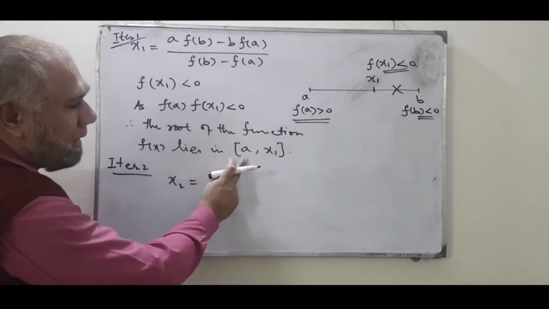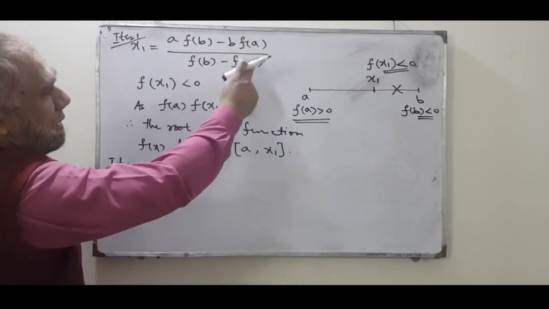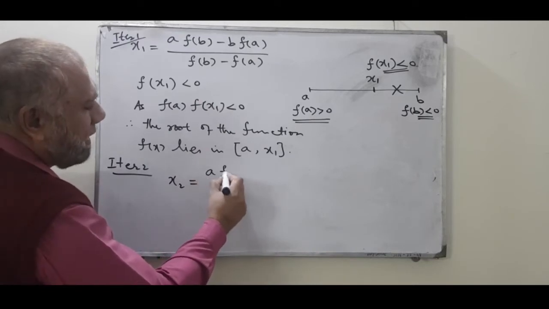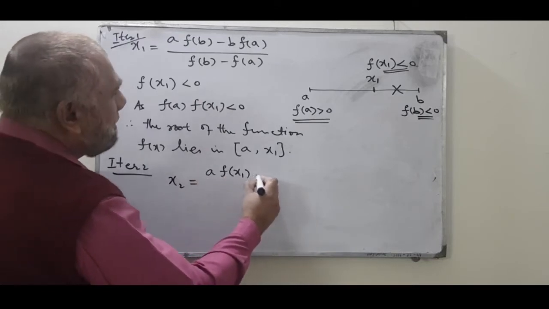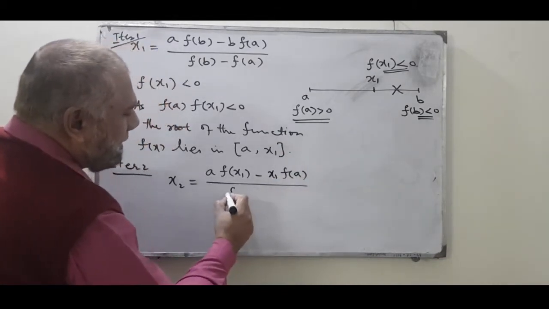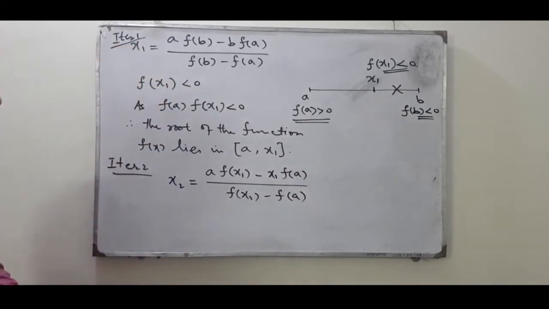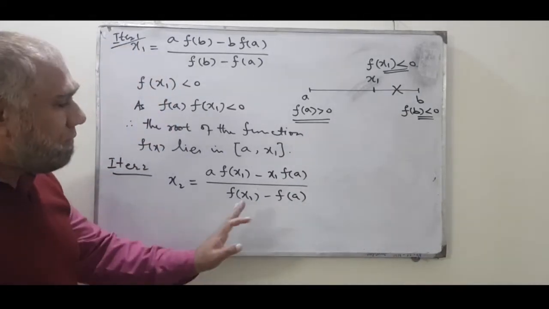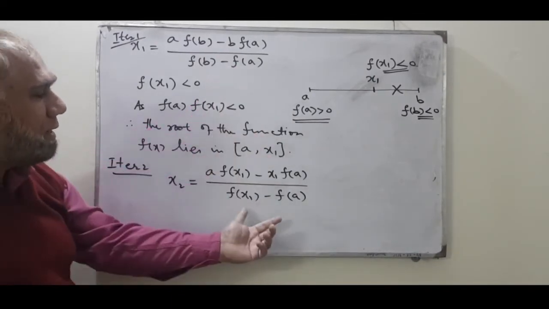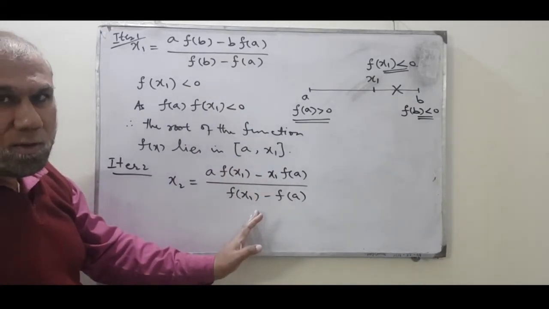Here you can see a is still intact. There is no change in a, but the value of b has been replaced by x1. So where there is b, we have to replace it by x1. So the formula takes the form a times f of x1 minus x1 times f of a, the whole divided by f of x1 minus f of a. So here you can see the formula is slightly different from the previous one because the domain was different. Here the domain is a new one, so the formula will of course not be the same.